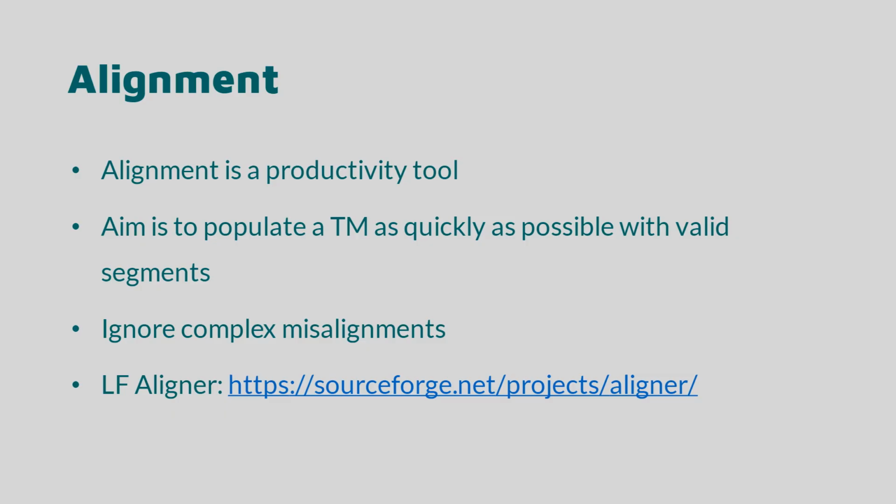Care should be taken not to spend more time than necessary to achieve perfect alignment. The alignment tool is a productivity tool, and its goal is to populate a translation memory database as quickly as possible with valid translation segments, not to achieve perfect alignment of all source and target texts. Therefore, quite often, the most pragmatic approach is to ignore complex misalignments.